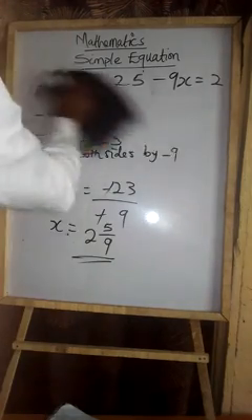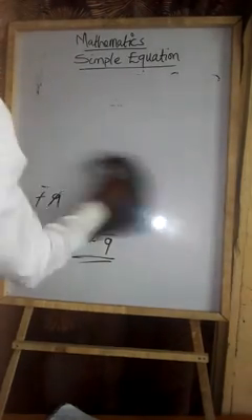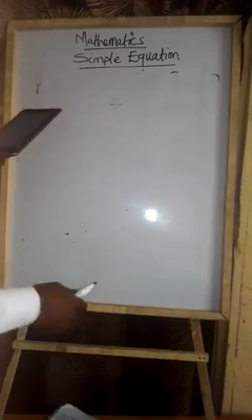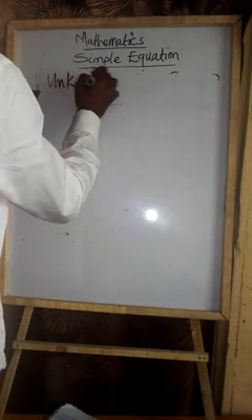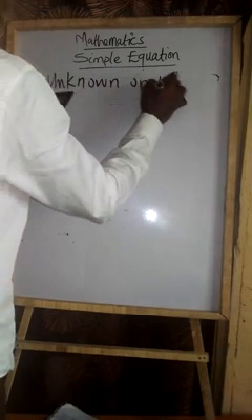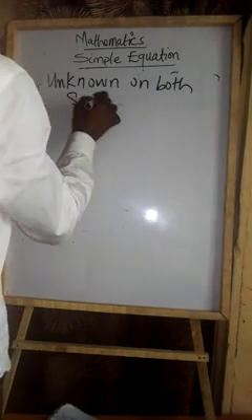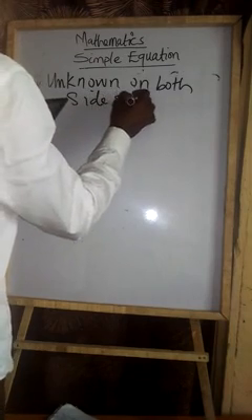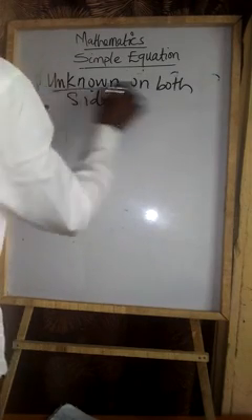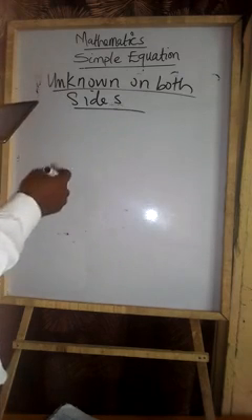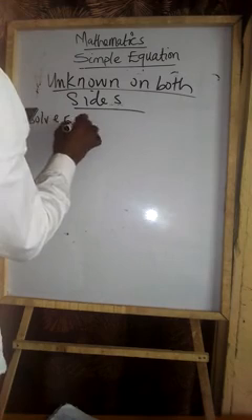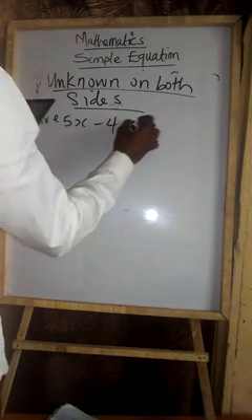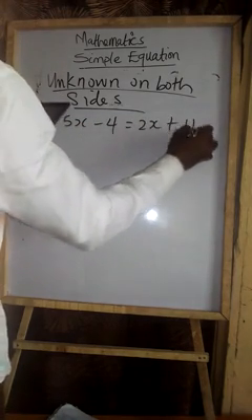So let's go to another aspect. Unknown on both sides. So we solve this. Solve 5x minus 4 equal to 2x plus 11.